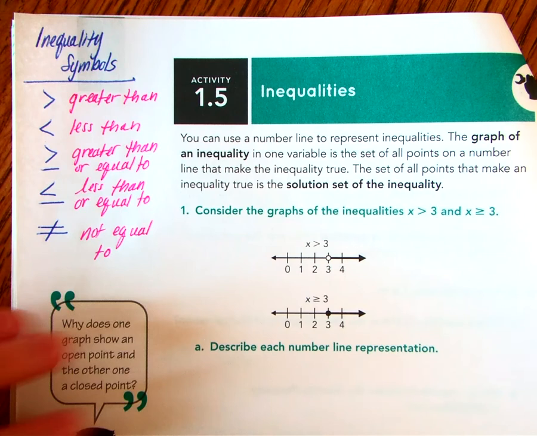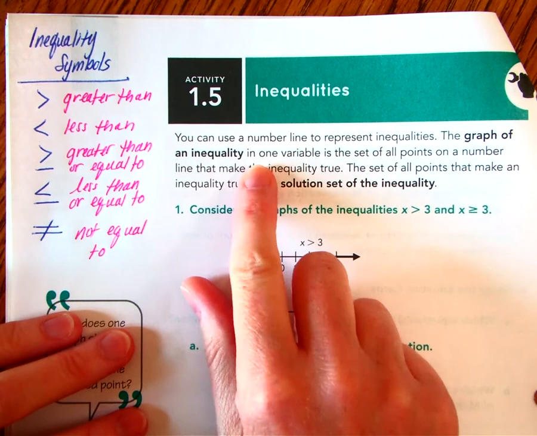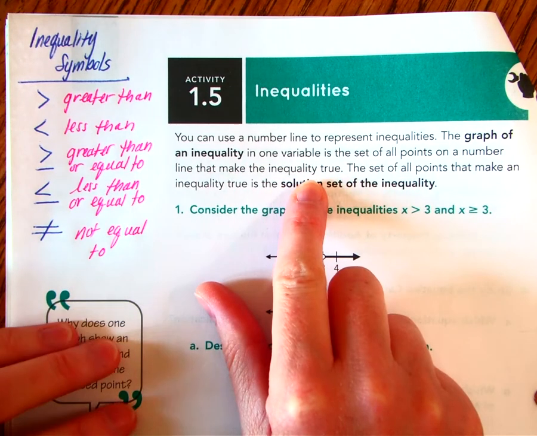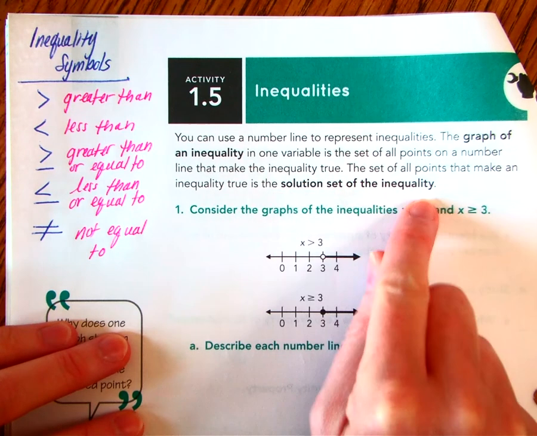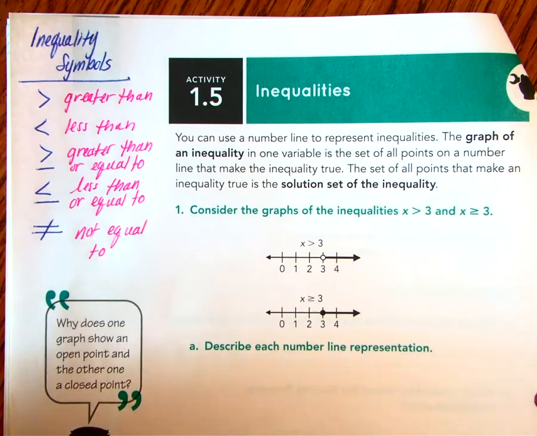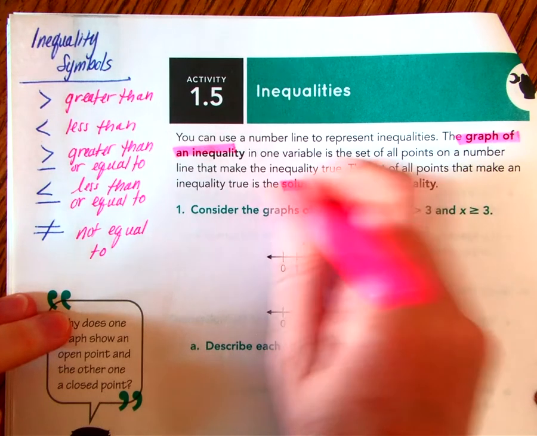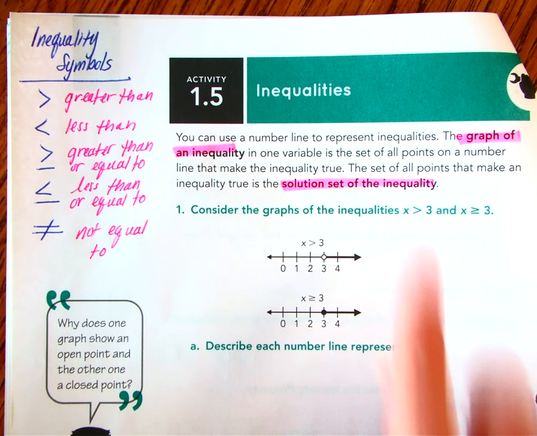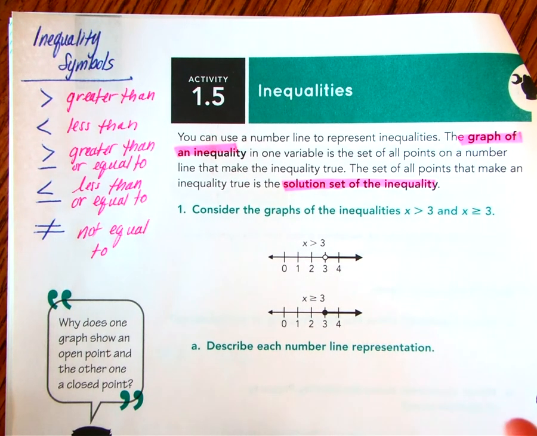Okay, moving on. You can use a number line to represent inequalities. The graph of an inequality in one variable is a set of all points on a number line that make the inequality true. The set of all points that make an inequality true is the solution set of the inequality. So we've got the graph of an inequality. And when we graph it, that's the solution set of the inequality. Consider the graphs of the inequalities x is greater than 3, and x is greater than or equal to 3. Let's look at these closely.